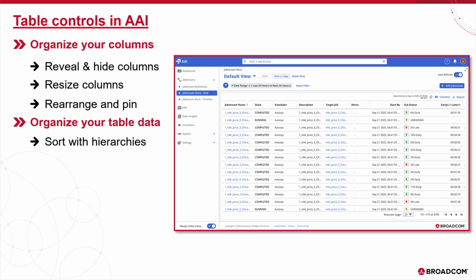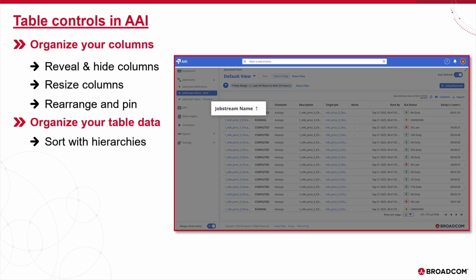To cancel a sort, choose a new column to sort by. To return to the default sort, click the header of the key data column, which is on the far left by default. For example, on this page, click the jobstream name column.